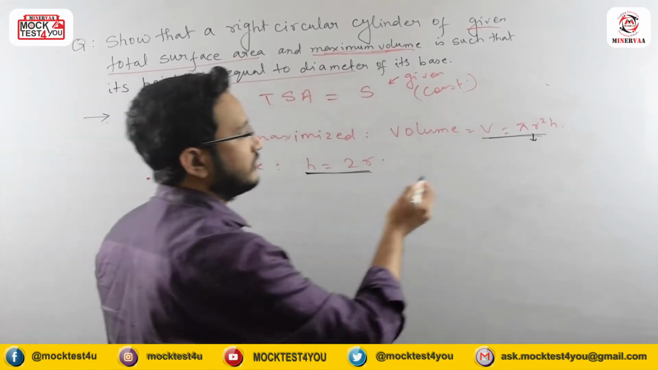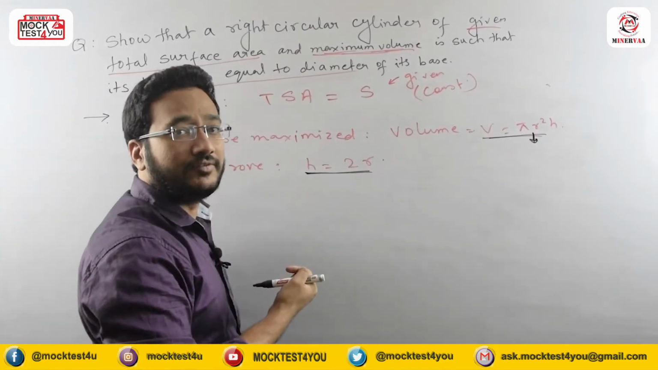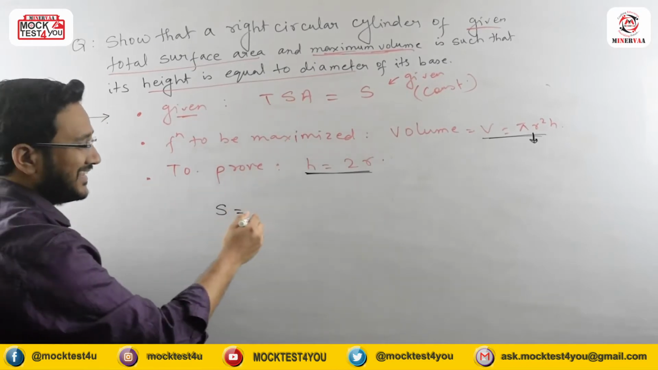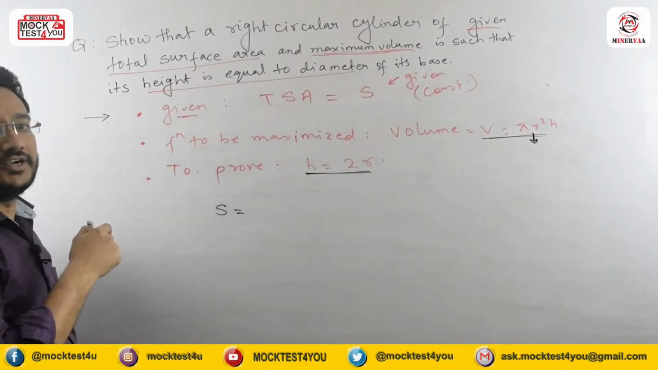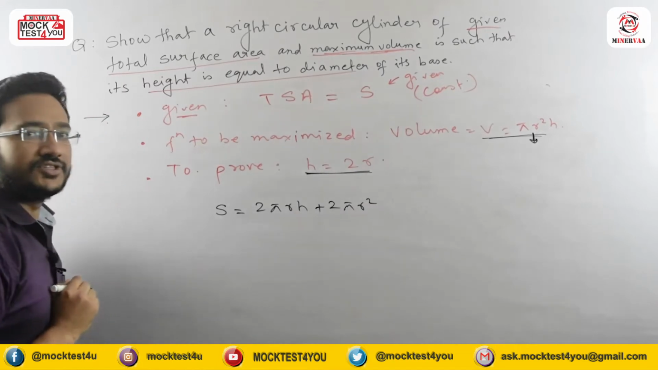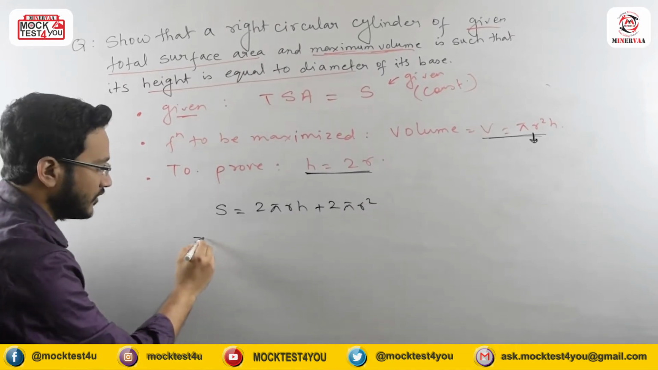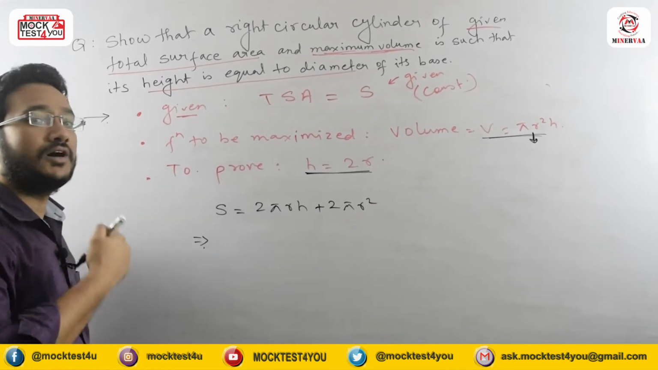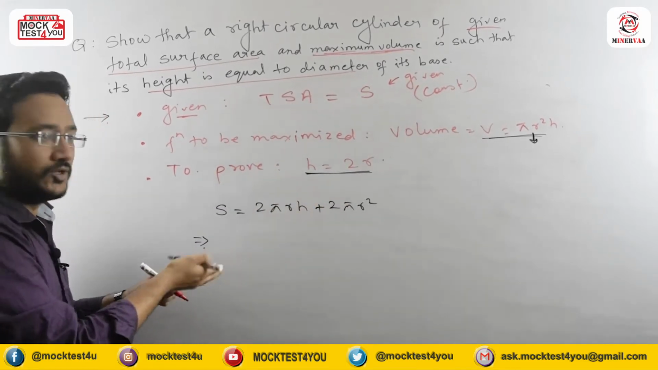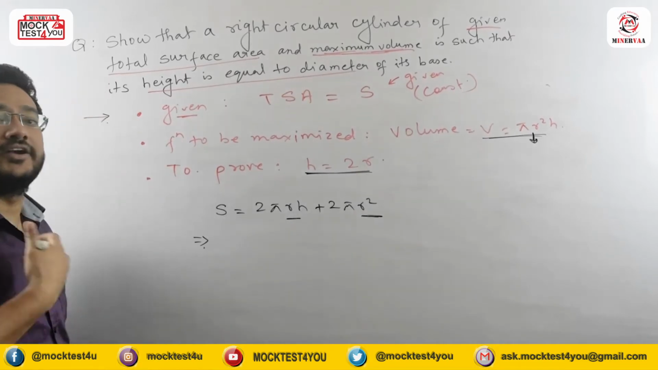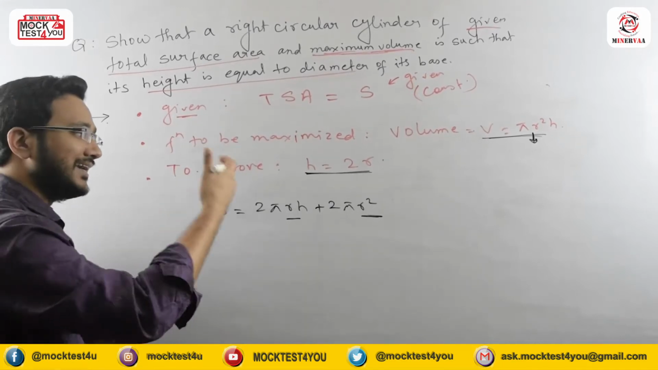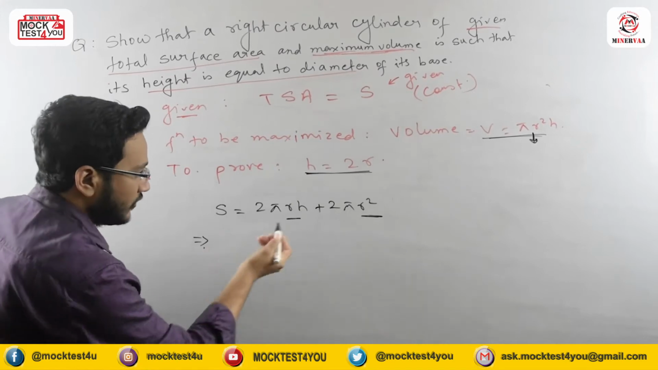Now let's convert this into a single variable first. From where we will convert? From the given data. Here S is given, that is the total surface area of the right circular cylinder. What we know? This is 2 pi r h plus 2 pi r square. This is the formula for the total surface area of a cylinder. From here we can find the value of h. Getting the value of r is difficult, because r is present in a quadratic equation and you have to follow the quadratic formula. So instead of getting the value of r, it's easier to get the value of h.